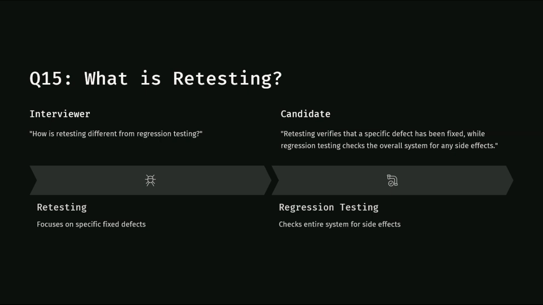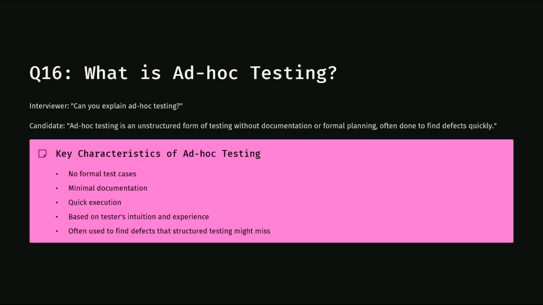15th question is, how is retesting different from regression testing, or what is retesting? The candidate: Retesting verifies that the specific defect has been fixed, while regression testing checks the overall system for any side effects. Next is, what is ad hoc testing, or can you explain ad hoc testing?